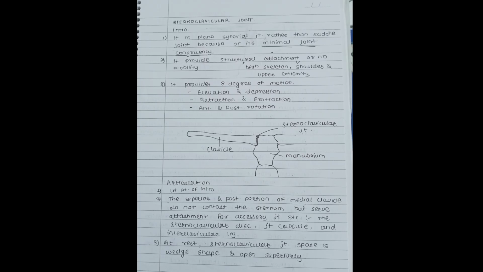The function is to allow the hands to move in a wide range of space, and the shoulder complex is a classic example of dynamic stabilization, which means that very little passive resistance is involved in the joint. It is a plane synovial joint because of its minimal joint congruency, and it provides structural attachment. It provides three degrees of motion: elevation and depression, retraction and protraction, and anterior and posterior rotation.